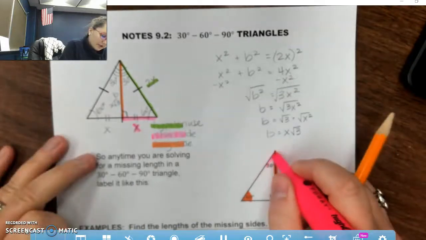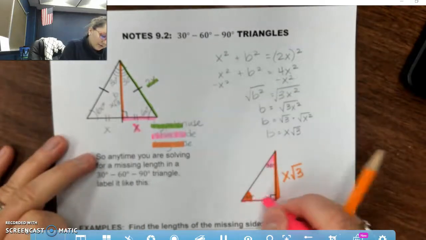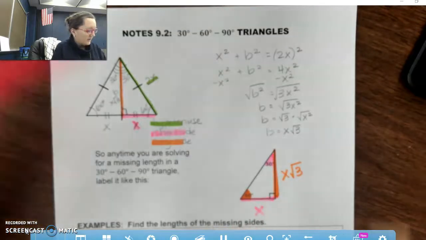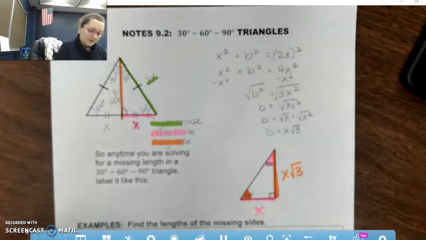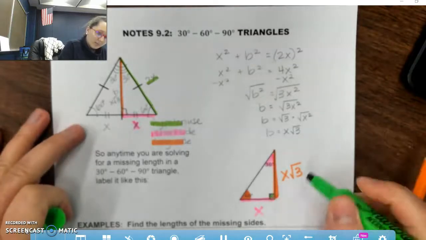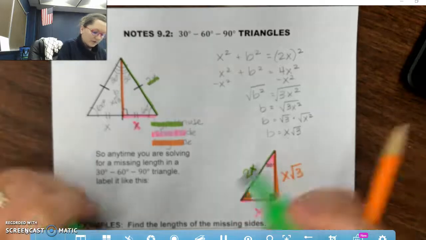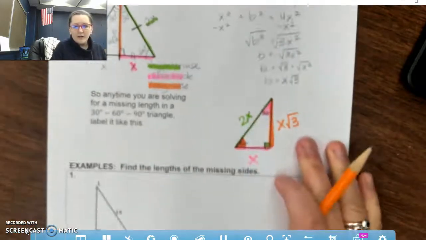Across from your 30 degrees is your short side, right? Opening is smaller. We call that x. And then across from my 90 degrees is always my hypotenuse. It's the longest side. It's 2x. So that's our pattern for today.